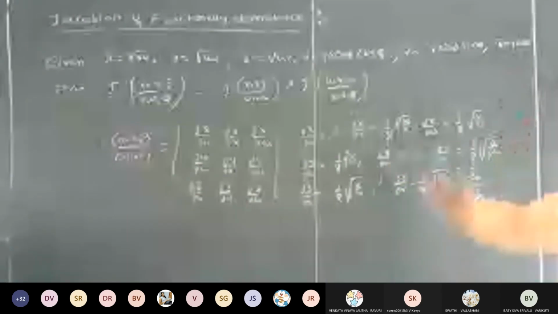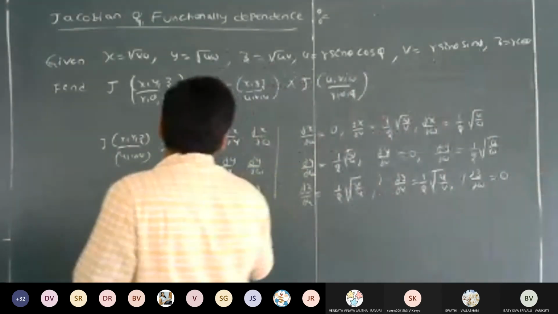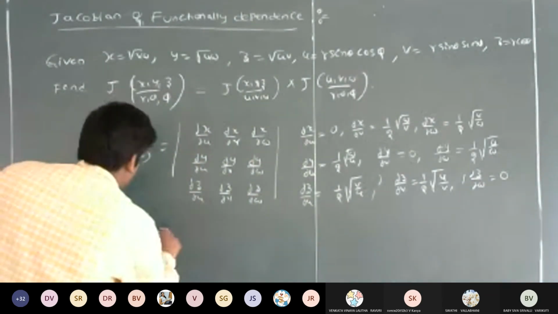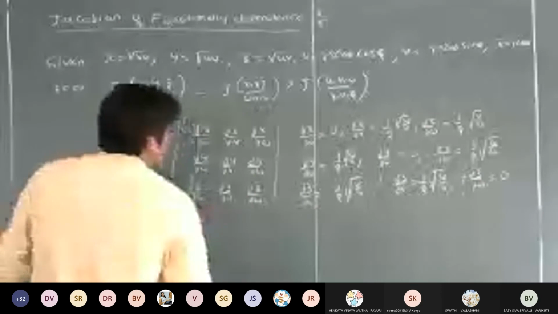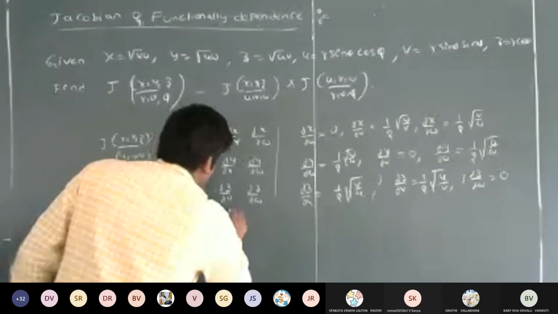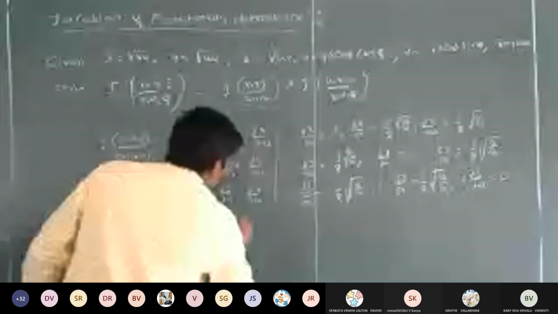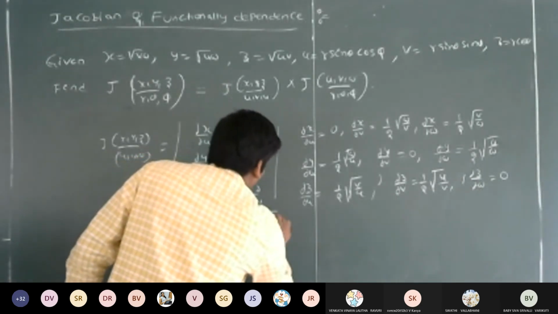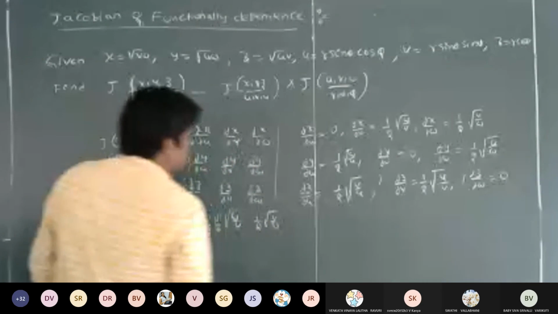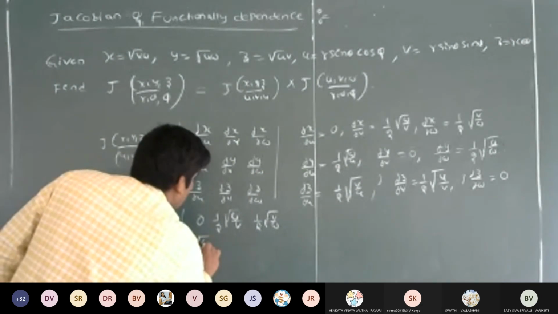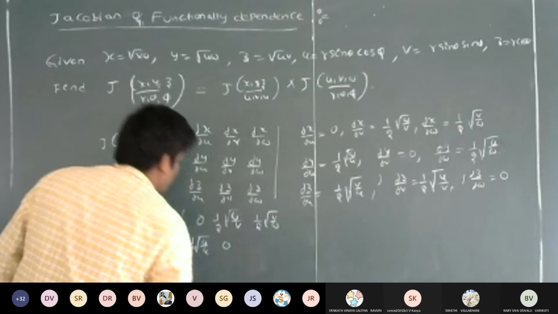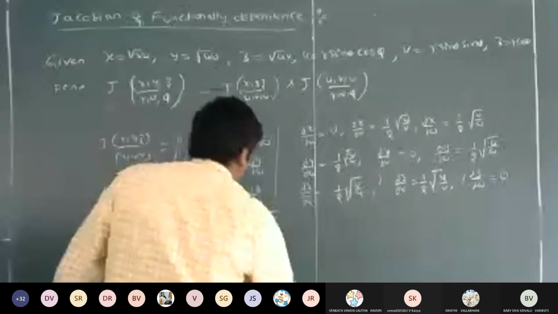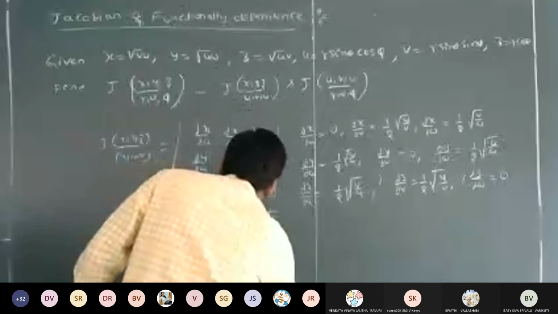So you just substitute these values in the 3 by 3 form, then you will get the required value, right? Therefore, the Jacobian is equal to: the first value 0, the next value 1 by 2 root w by v, then 1 by 2 into root v by w. The next row is 1 by 2 into root w by u, then 0, then 1 by 2 into 1 by 2 into root u by w.